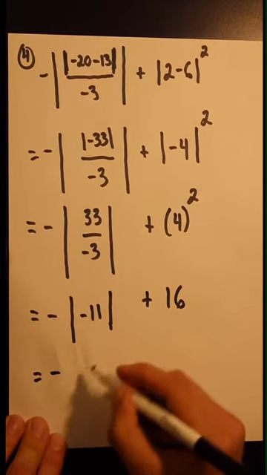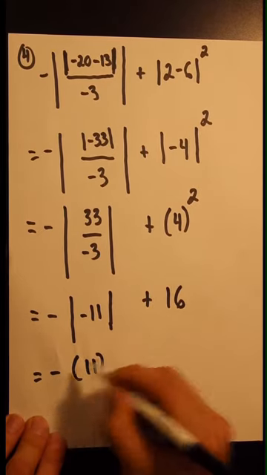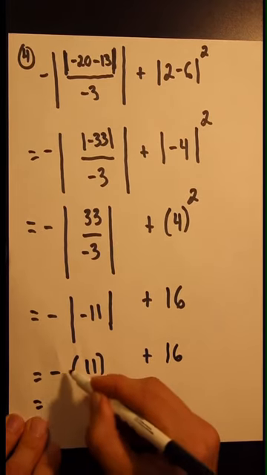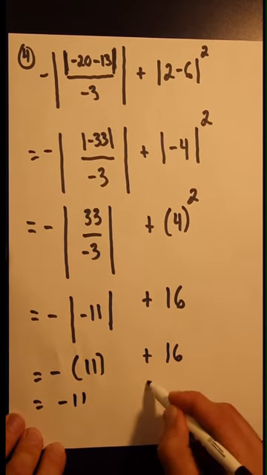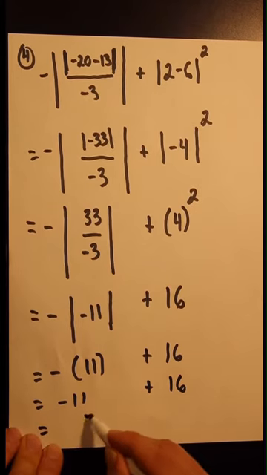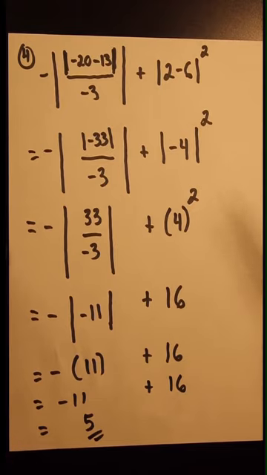The absolute value of -11 just ends up being +11. Let's put a bracket there because we have the negative in front of it, plus 16. Now when we distribute this -1 in front to the bracket, we end up getting -11 plus 16. -11 plus 16 ends up being 5. So the final answer for this whole expression was 5.